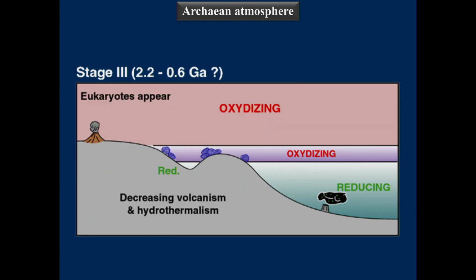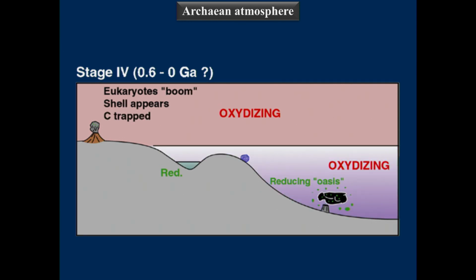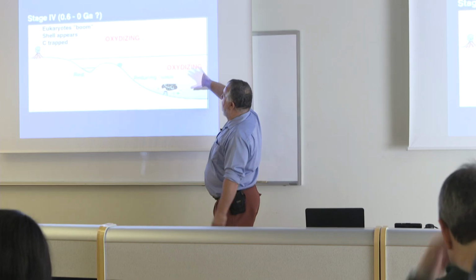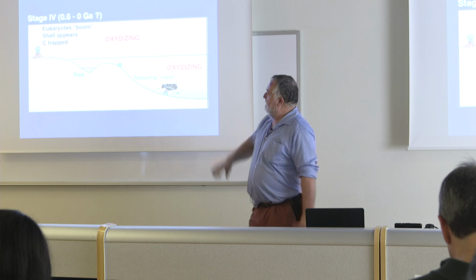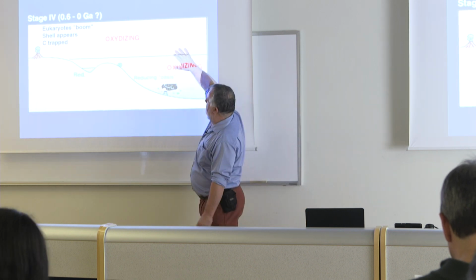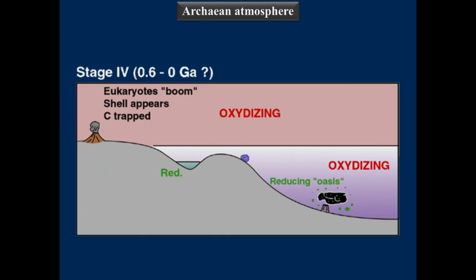And after this period, up to 0.6, there was an oxidizing atmosphere, an oxidizing upper ocean, and a reducing bottom of the ocean. And today, everything is oxidizing, except some reducing oases near the black and white smokers. So we started with a world with reducing atmosphere and ocean, and some small oxidizing oases. And we finish today with everything oxidizing, except some reducing oases.